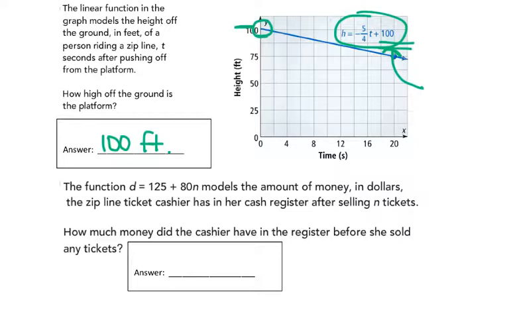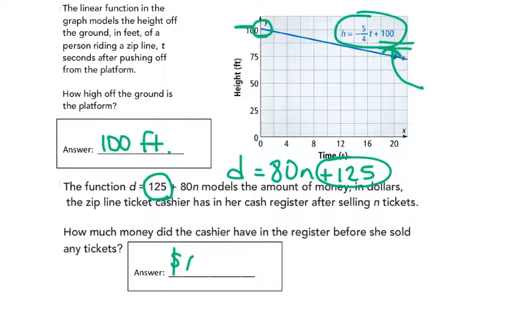Remember, the initial value is the number that does not have the variable with it. So if we rewrote this problem, it would be d equals 80n plus 125. So the initial value is the b value, and it is when the n value is 0. So the answer is that she had $125 in the register before she sold any tickets.